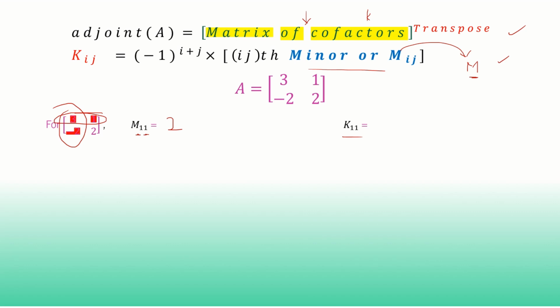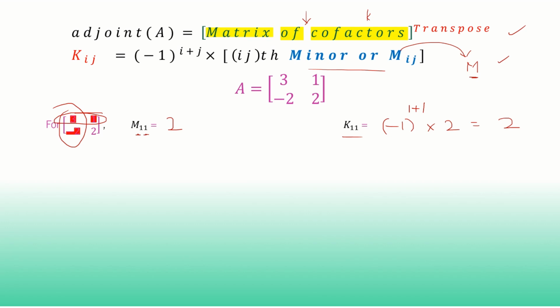Now how to find the first row, first element of the cofactor? That is nothing but the element of the minor multiplied by 1 or minus 1, which depends on whether the power of this minus 1 is even or odd. So this is multiplied by 2, the first row, first column element of the minor. Now minus 1 raised to the power 2, and 2 is an even number, so that's going to be a positive 1. So this is going to be 2. So we figured out the first row, first column element of the matrix of cofactors.